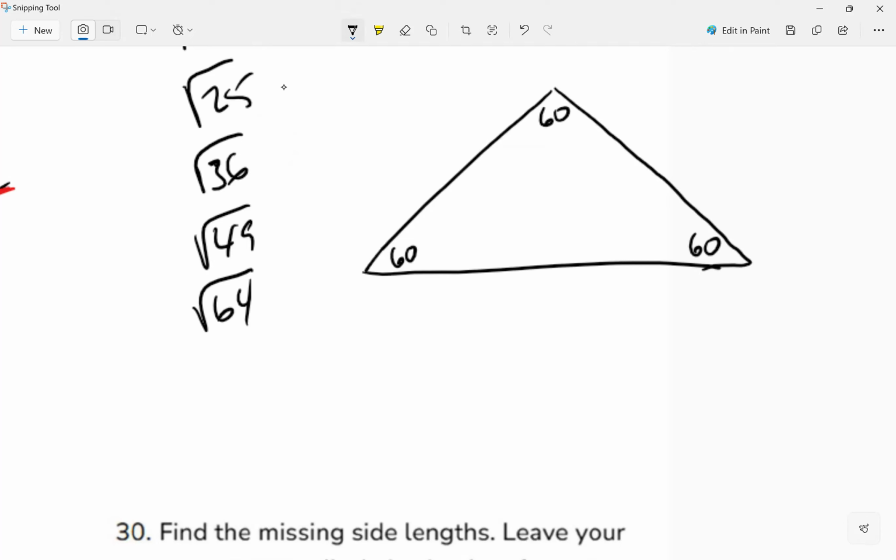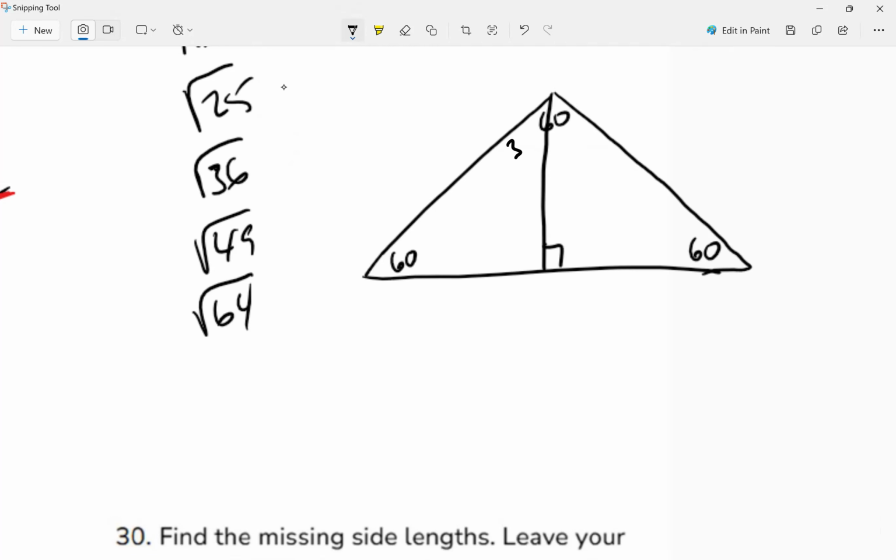And then I decided to cut this in half right here, such that I make a 90-degree angle. So my 60 on the top, I cut it into 30 and 30. And that's going to give me what we're going to call a 30, 60, 90 triangle. Okay, that's where we're headed.